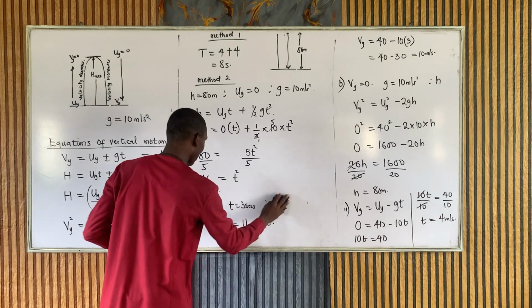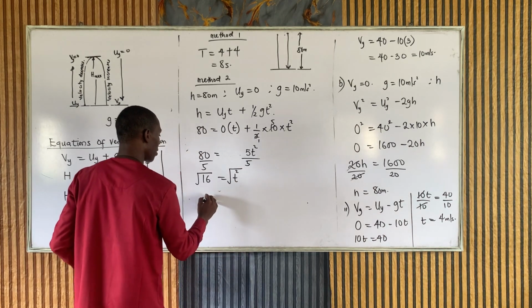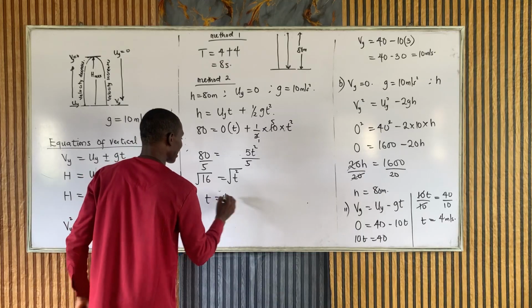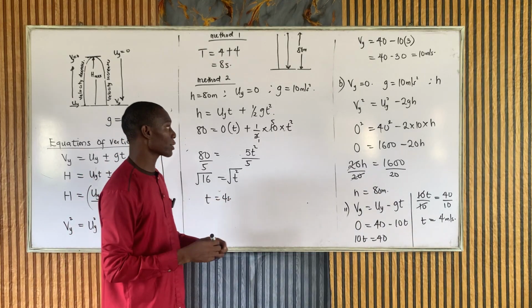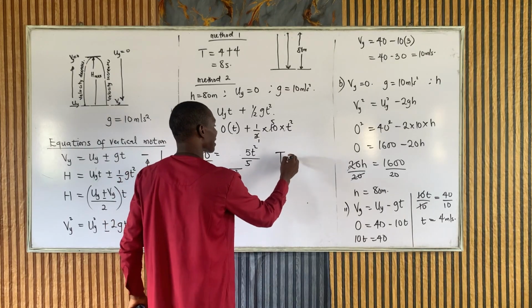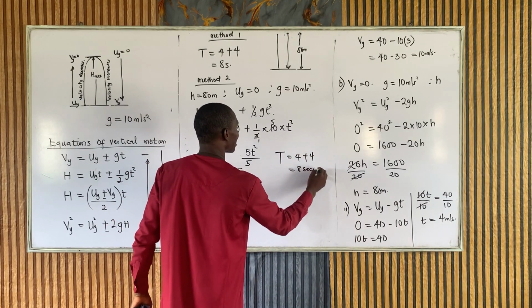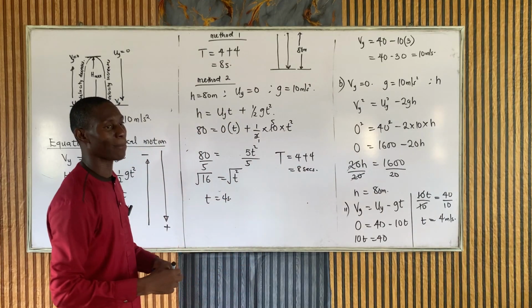At this point in time, we can take square roots of both sides. Take square root of this, take square root of this. We get that t is equal to 4 seconds. And now what I'm trying to say is that it took 4 seconds to go to the maximum height, it takes 4 seconds to come down. And then the total time taken to return to the ground becomes 4 plus 4 again. And that's 8 seconds.